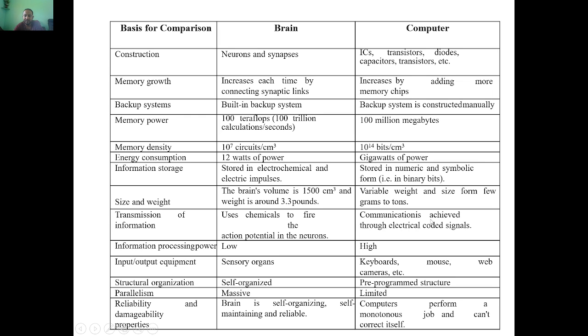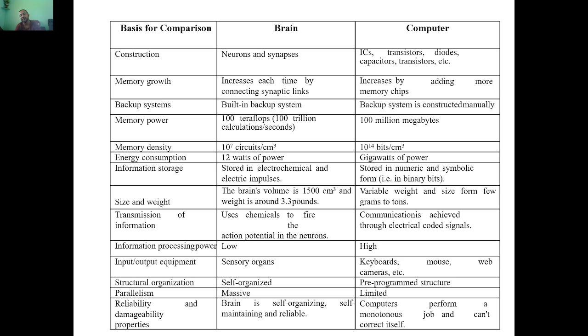Next, here the communication is achieved through electrical coded signals. So the communication will be achieved based on the signals. Next, information processing power. Here it is low, whereas in computers it is high. But even though it is high, it can go for a long time. Next, input output equipment, sensory organs. Here a lot of sensory organs are there, like vision, as I told you. If anything touches, we just move away. All these things are based on the sensory organs. Next, here it will be keyboard, mouse, web cameras, all these things that are input output equipment.